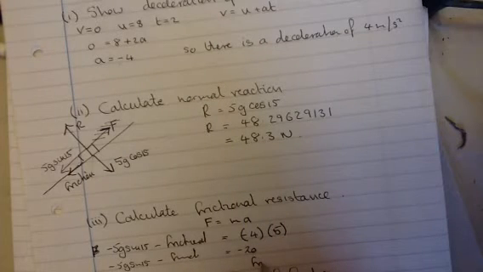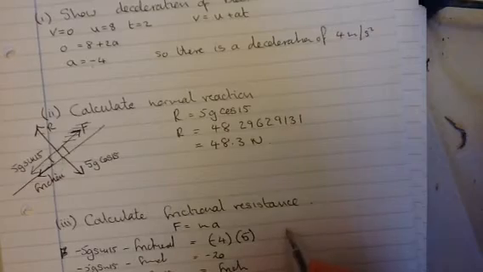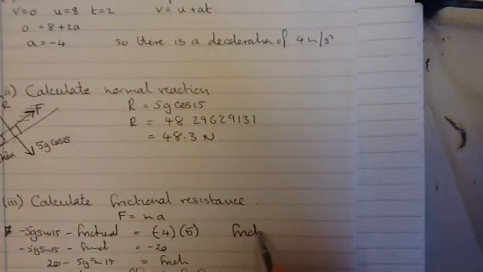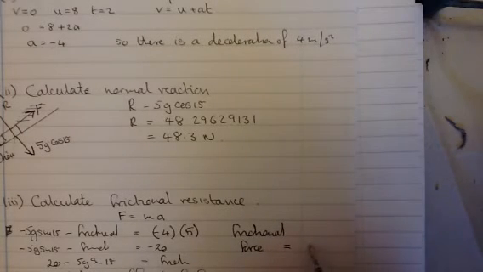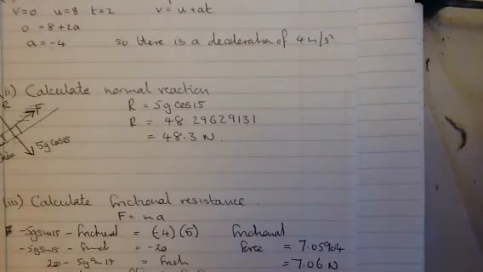So friction is 20 minus 5g sin 15. So friction force will equal 7.059044, so it's equal to 7.06 newtons.